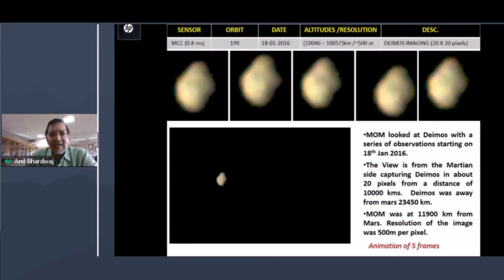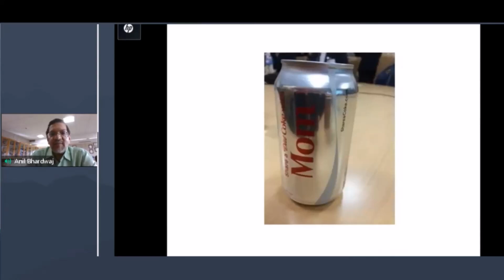This is, of course, the small satellite of Mars called Deimos, and MOM is able to capture this in frames for the first time in detail. And this MOM became so famous. You know, one of my colleagues from the US has sent me this, telling that MOM has now come on the Coke diet. You can see the MOM picture over here.